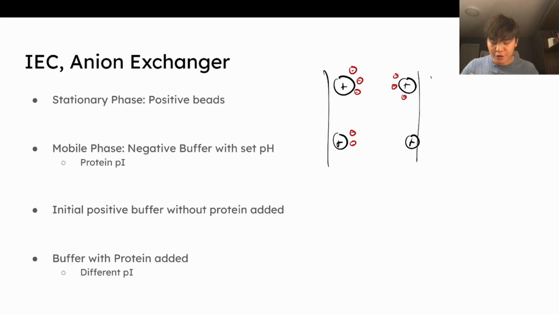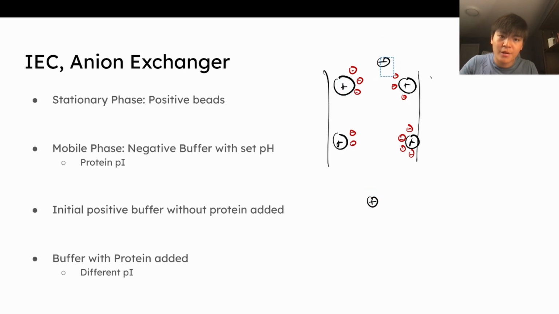Now we first add our initial buffer, without the protein, and we condition this, so we've coated all of the beads with these ions. And then we add the protein, and some of these proteins might be negative, some might be positive. What are the positive proteins going to do? They're gone. They're zooming through. They're not going to interact with the bead. They're going to be repelled by the bead and just move straight through.